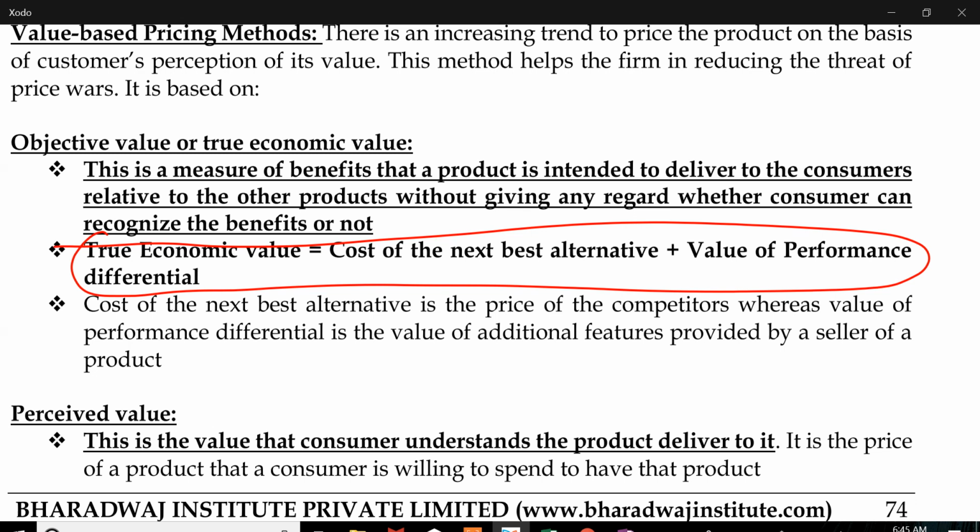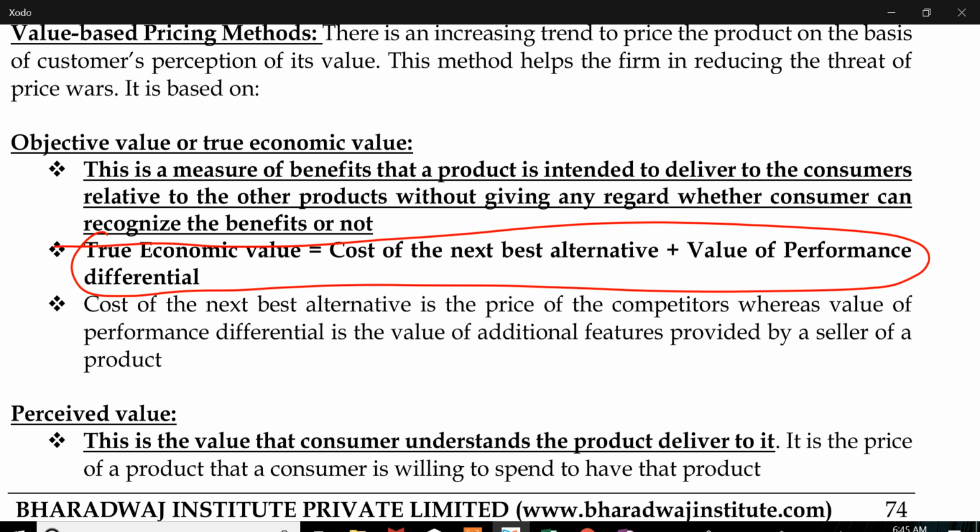The true economic value for Pepsodent is equal to the price charged by your competitor, because I cannot distinguish between Pepsodent and Colgate. Assume I am not able to. If you are able to distinguish, then you will say there is a performance differential and I'll pay 5 rupees extra, 10 rupees extra, 5 rupees less, 10 rupees less. That's your wish. When you can distinguish, it's perfectly fine.